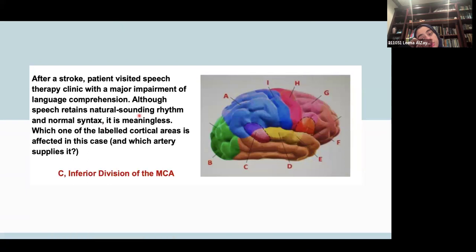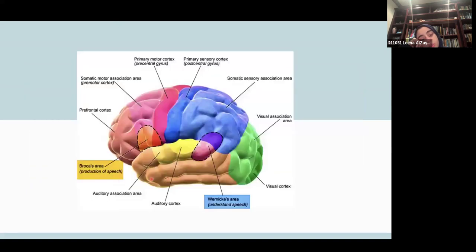So the area is C, and it's supplied by the middle cerebral artery. So it's Broca's area due to production of speech.